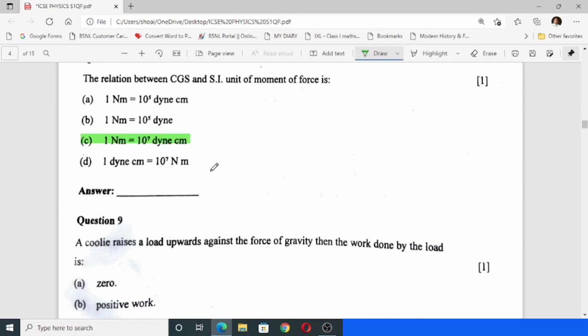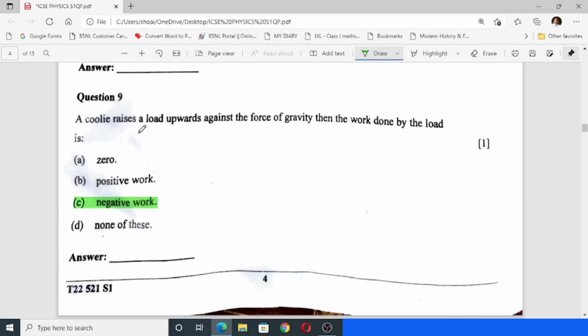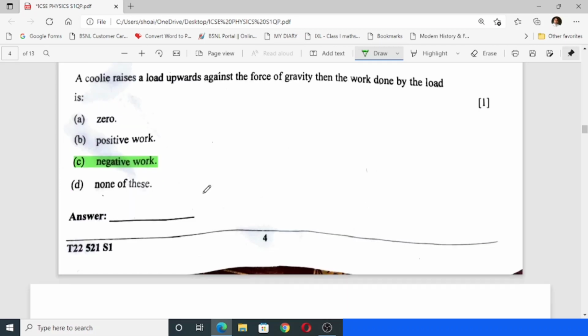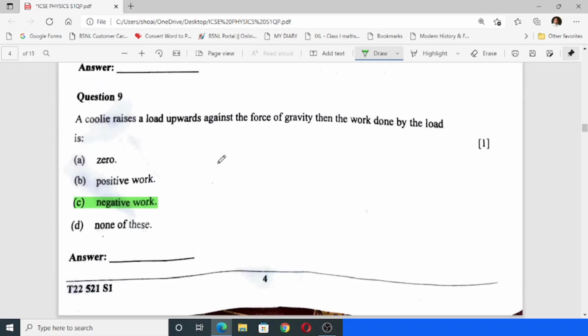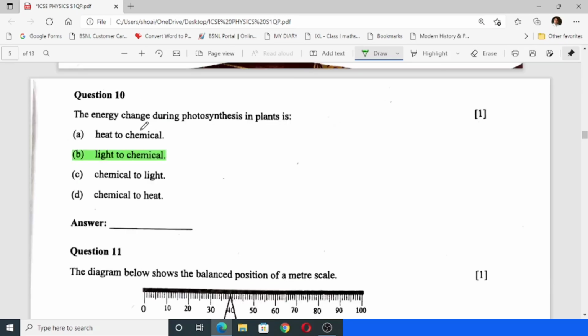Number 8, the relation between CGS and SI unit of moment of force is C. C is the correct answer. Number 9, the coolie raises a load upward against the force of gravity. Then the work done by the load is negative work. Question number 10, energy change during photosynthesis in plant is B, light to chemical.